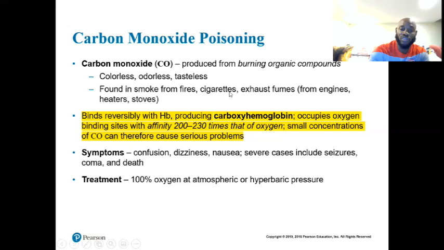Found in smoke, cigarettes. Don't smoke, people. Hopefully I mentioned that before, but let me drive that point home again. Don't smoke.